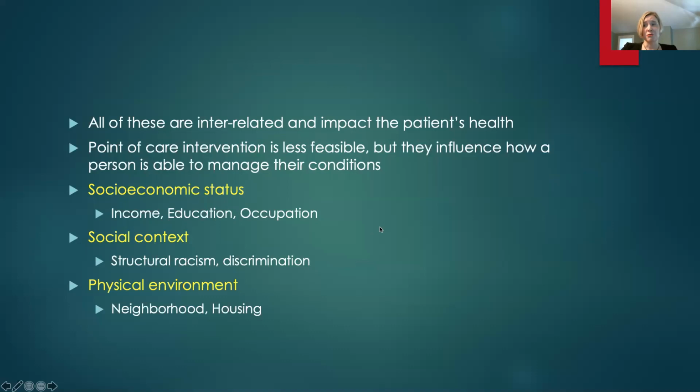The upstream factors we'll touch on briefly include socioeconomic status, which is a compilation of income, education, and occupation, social context, which encompasses structural racism and discrimination, and the physical or built environment, which encompasses housing and neighborhood conditions. There could be a talk on each of these factors alone, so this is just a brief overview.